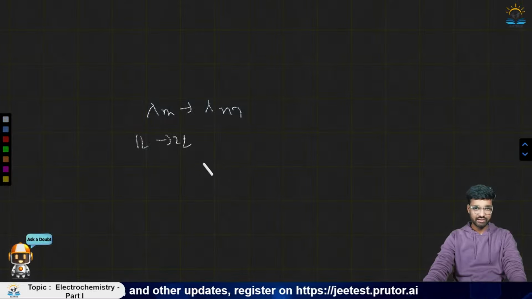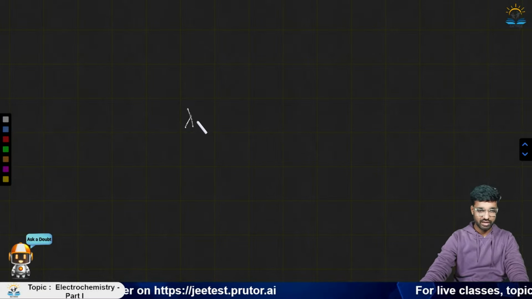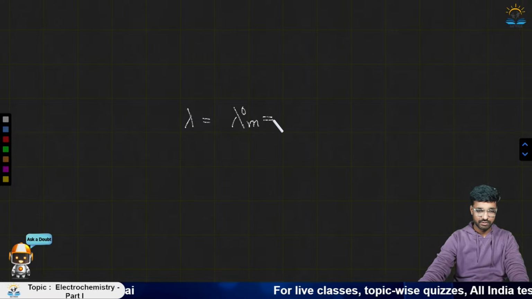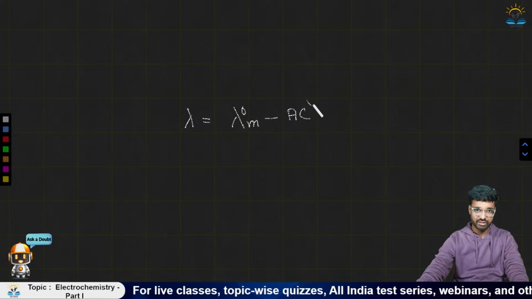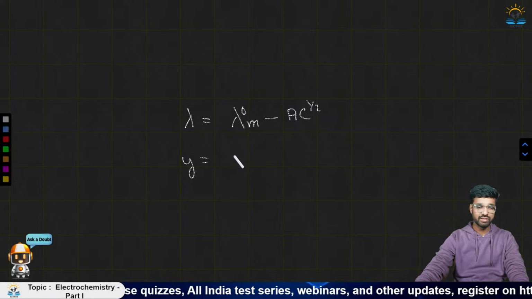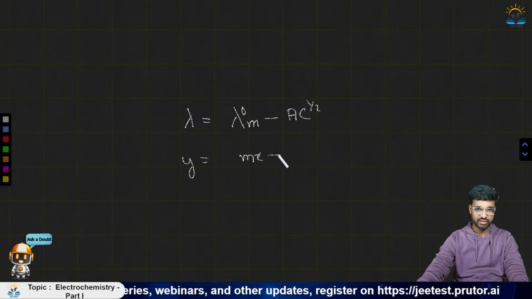Now if we take this equation, lambda m is equal to lambda naught m minus A C to the power half, this is the Debye-Huckel equation we have. Now if we compare it with the equation of a straight line, which is y is equal to mx plus c.